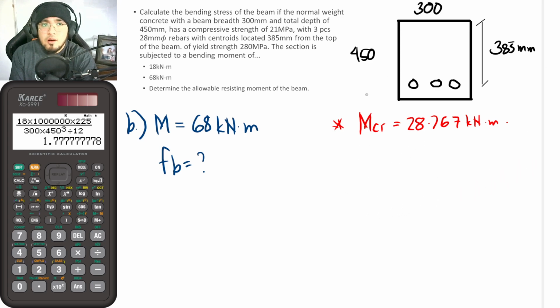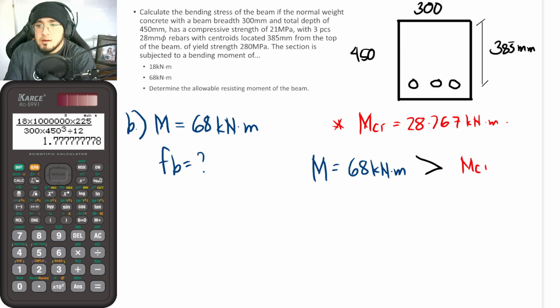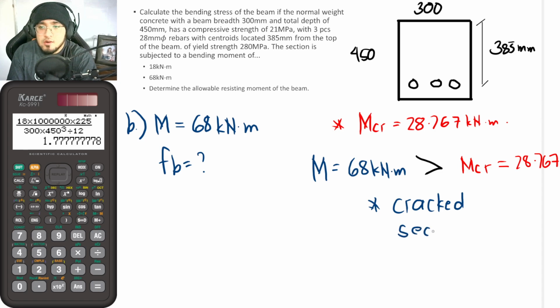Anyway, the only use of this cracking moment is for us to know if this particular moment would cause cracking. As you can see, since the actual moment of 68 kilonewton meter is now greater than our cracking moment, MCR, of 28.767, it means that our section would now crack. So this is now considered a cracked section.